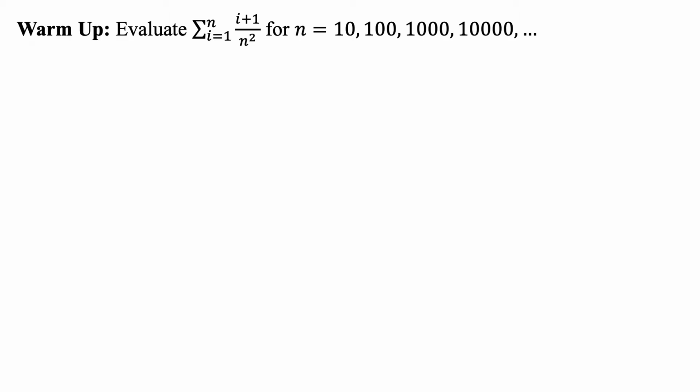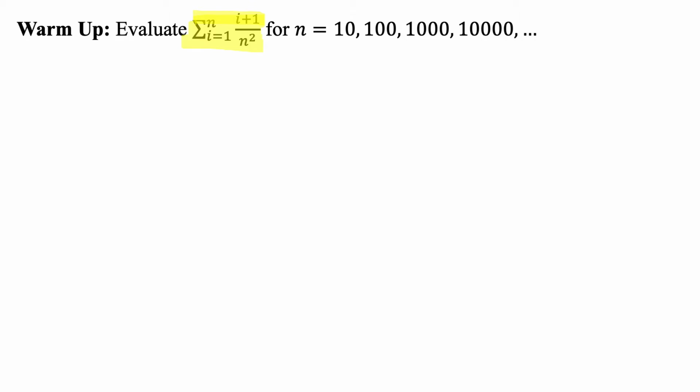Okay, so before we jump into the handout for today, we want to do a quick warm-up to review the summation formulas and properties that we were reviewing in our last class. So to warm up here, we want to evaluate the sum from i equals 1 until n of (i + 1)/n². And we're going to evaluate that for several values of n, starting with 10, then 100, 1,000, 10,000, and we'll start to see what happens as n gets really, really large.